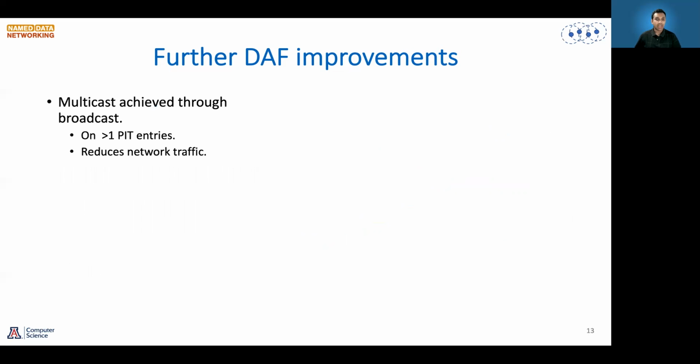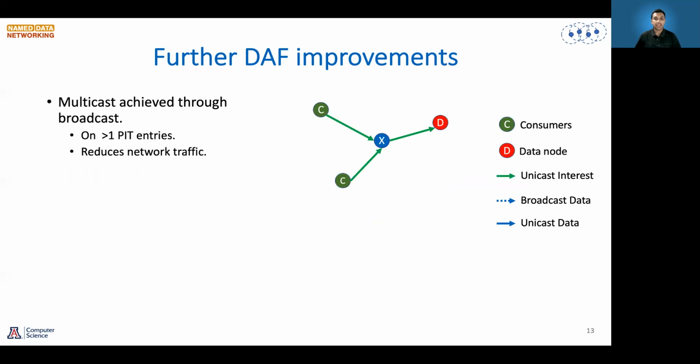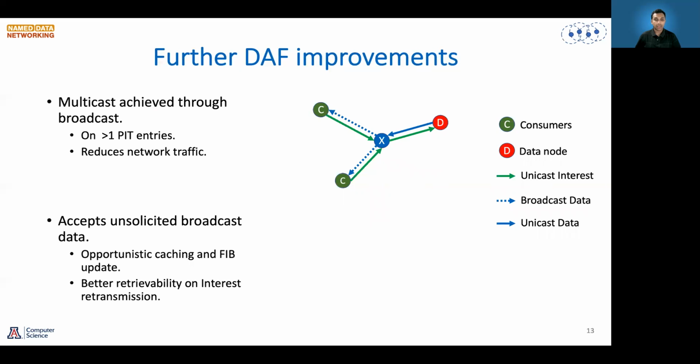The first one is that DAF achieves multicast through broadcast. For example, when X has 2 PIT entries from an aggregated interest, it broadcasts the data received from D. And this design helps to reduce the network traffic in certain cases. Next, DAF accepts unsolicited broadcast data, which enables opportunistic caching and FIB updates. And this offers better retrievability on interest retransmission. With these NDN-specific improvements in mind, let's look at some simulation results comparing DAF, flooding, and self-learning in NDN.